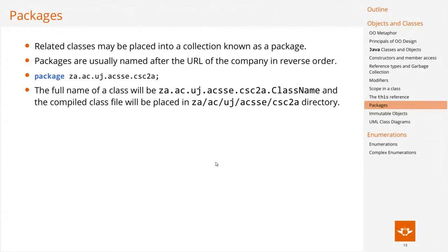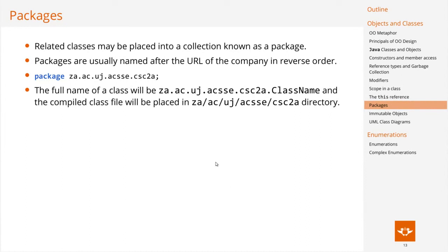So if you look at the order there, you'll see the package name there is ZA. ZA is the two-letter code for South Africa. AC, academic. UJ. ACSSE, Academy for Computer Science and Software Engineering. And then CSC02A, the module. So you're going from least specific to most specific. And then we can still go further. There will be extra things which we define afterwards called sub-packages that belong in that specific thing.